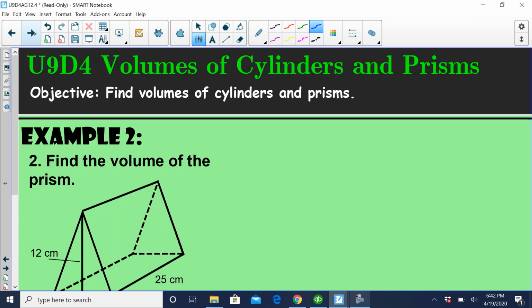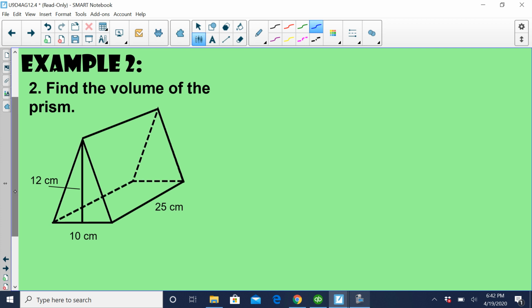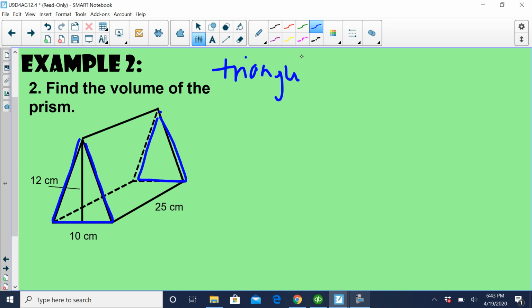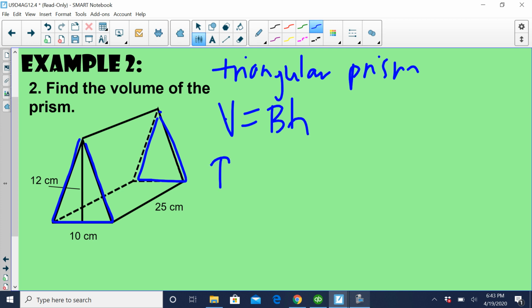Let's try another one. Okay, this next one, find the volume of the prism. So once again, I would ask you to name it. And this figure, the only two pieces that are parallel to each other would be this triangle here and this triangle here. So once again, I would say it is a triangular prism. The volume formula is that capital B times H. Capital B is area of the base. So how would I find the area of this triangle? Well, we go base times height divided by 2.